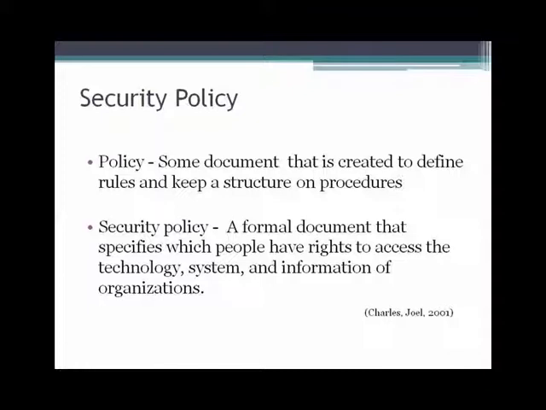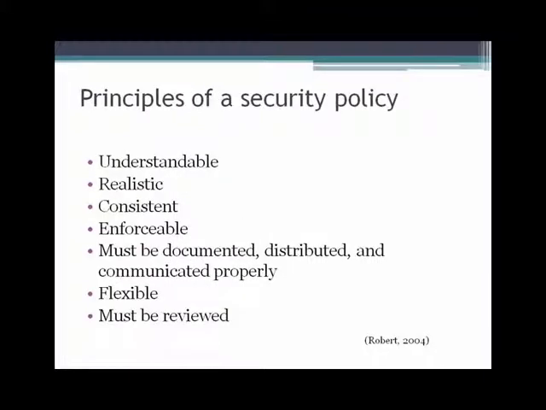Policy is a document that is created to define rules and keep a structure on procedures. So, what is a security policy? Well, a security policy is a formal document that specifies which people have rights to access the technology, systems, and the information of organizations. The security policy is to define what the business and security goals are and the overall security and risk control objectives. Policy should follow a list of important principles.